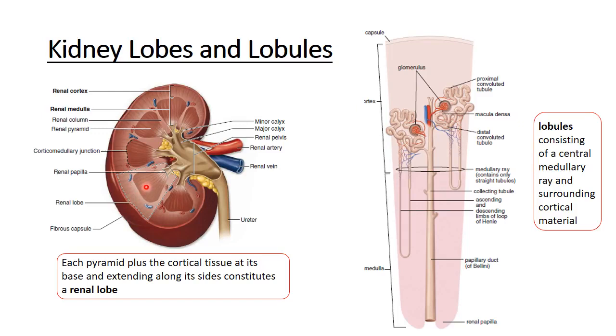Unlike other organs in the body, we do not have connective tissue septa separating the lobes and the lobules. We do not have a strict demarcation between the lobules of the kidney and even between the lobes of the kidney.